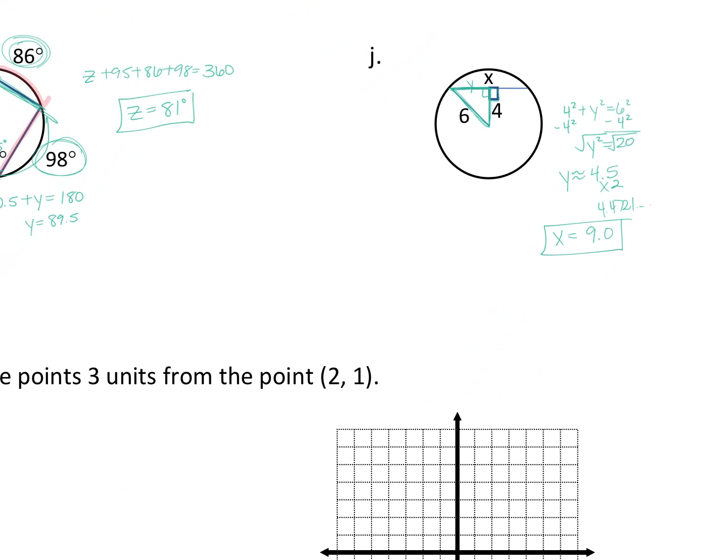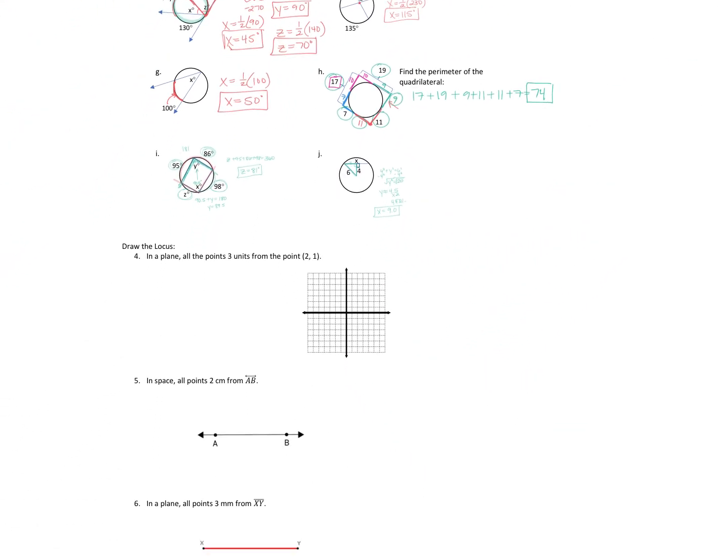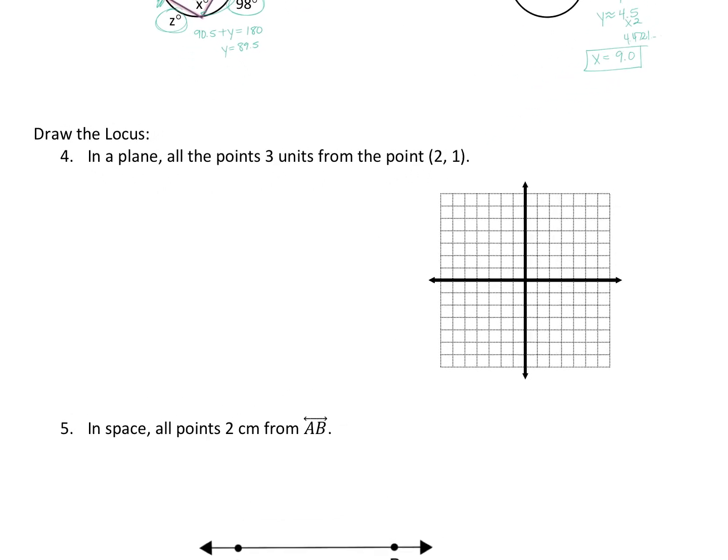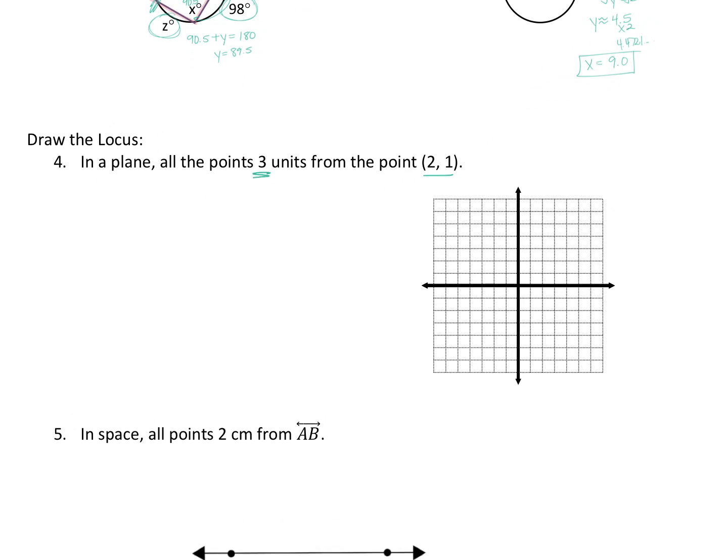Okay. And then last few here, this first one says in a plane, all the points that are 3 units from the point 2, 1. So 2, 1 is right here. Everything 3 units away would be up 3, right 3, down 3, and to the left 3. And that makes a circle. Okay, so in a plane, it would look like that.